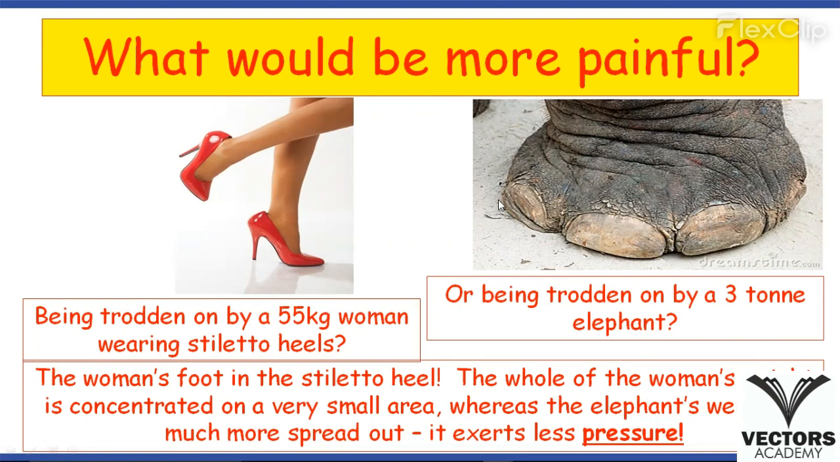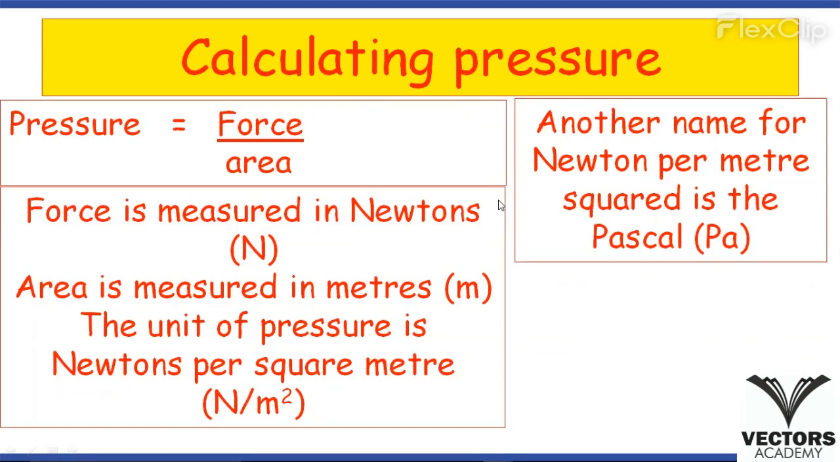It exerts less pressure. Therefore, pressure is equal to force upon area. Force is measured in Newtons, area is measured in meters squared. Therefore, the unit of pressure is Newton per meter squared. Another name for Newton per meter squared is Pascal.